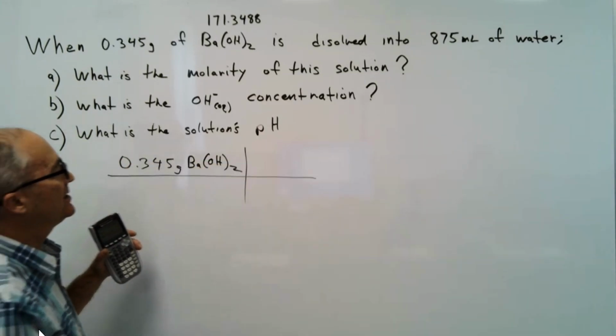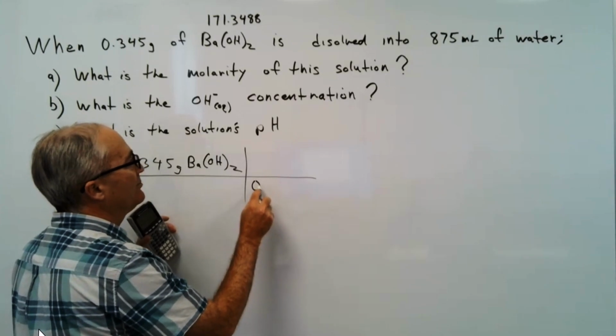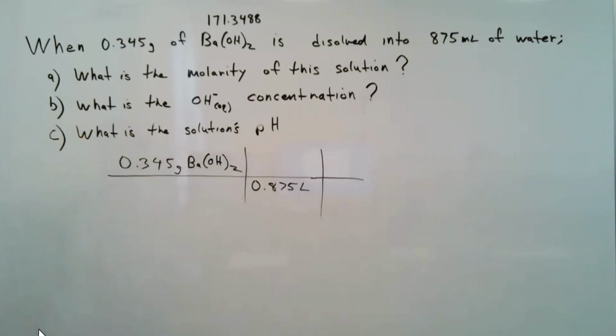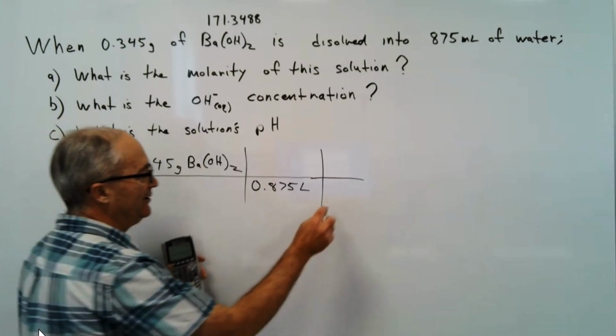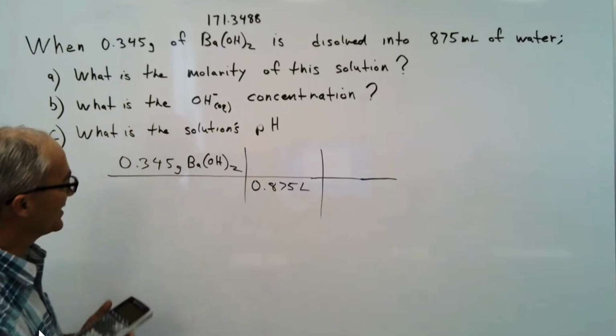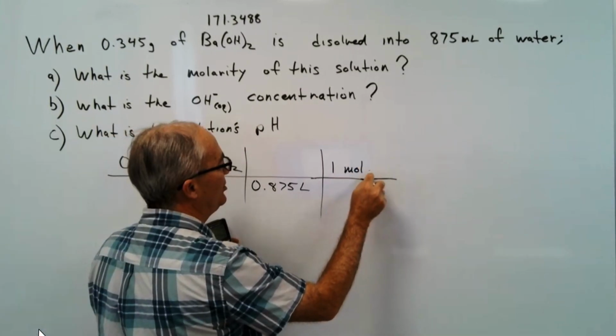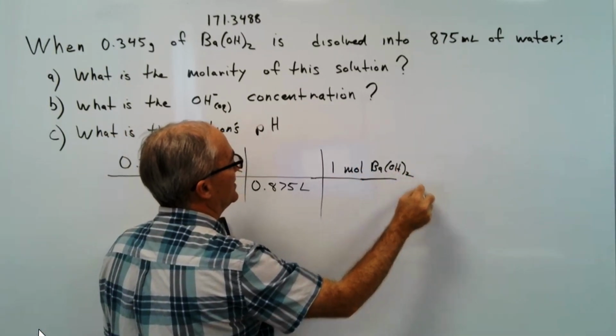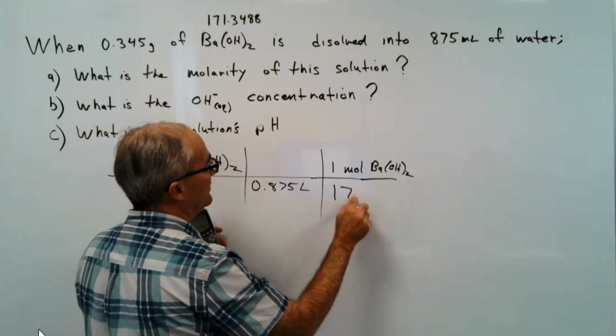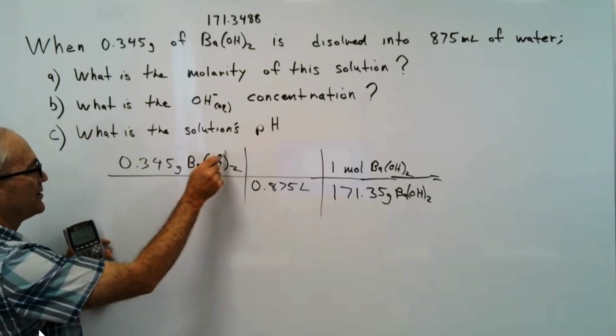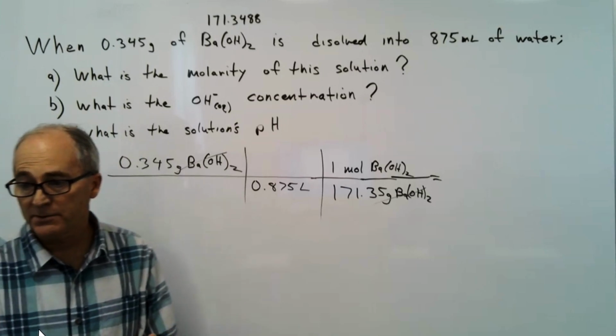As Caden said, we need to convert that 800 mils to liters. There's 1,000 mils in a liter. That'd be that many right there. Well, molarity is moles per liter. I got grams per liter. 1 mole barium hydroxide, same thing as 171. And all the units do their thing. I'm left with moles per liter.